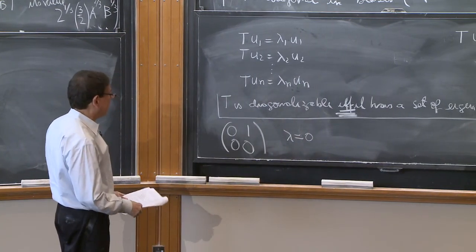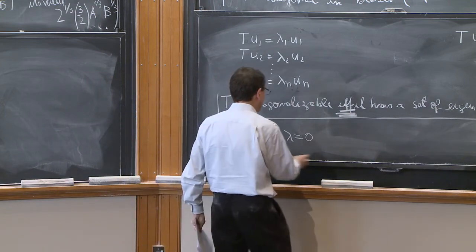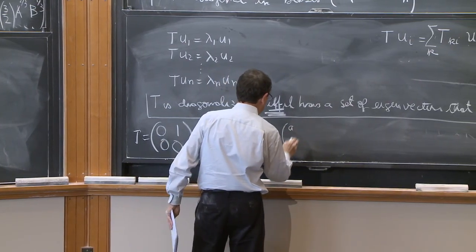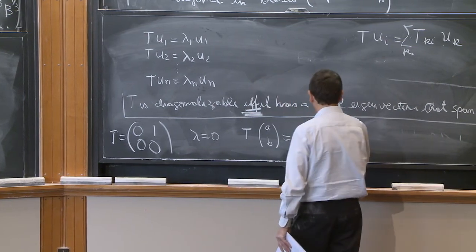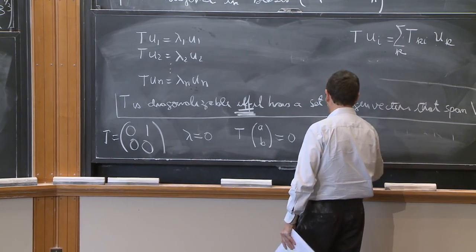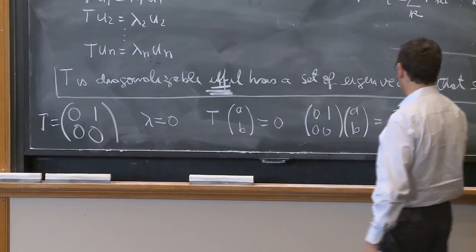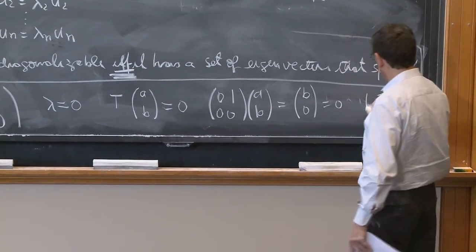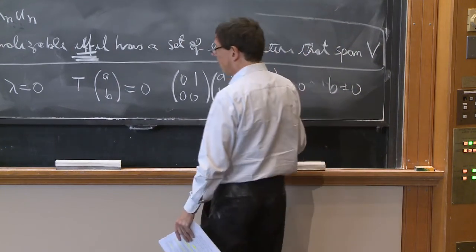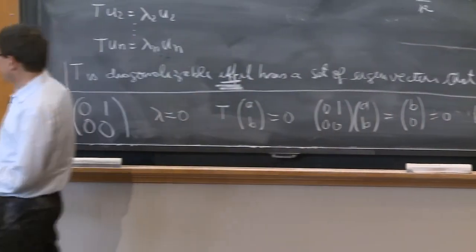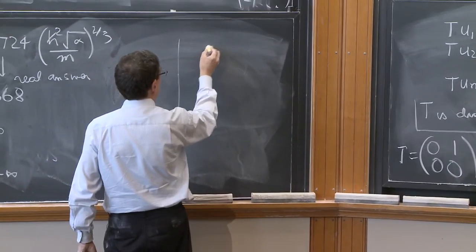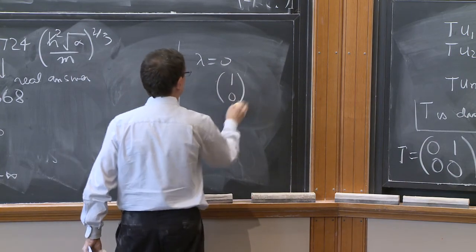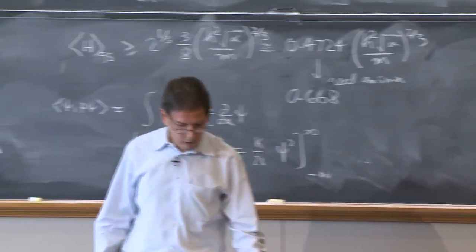And let's see how many eigenvectors you would have for lambda equals 0. Well, if this is T acting on some vector a, b, it must be equal to 0. So this is 0, 1, 0, 0 on a, b, which gives b and 0, which must be 0. So b is equal to 0. So the only eigenvector for lambda equals 0 is the one with b equals 0, so it's 1, 0. One eigenvector only, no more eigenvectors.